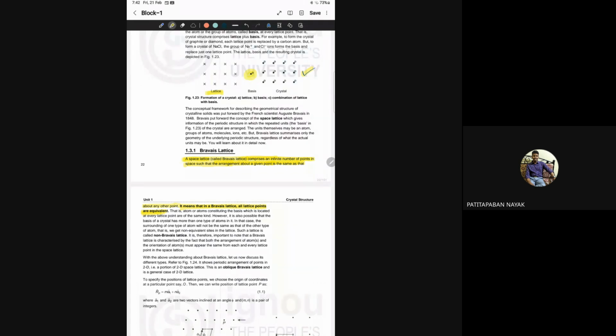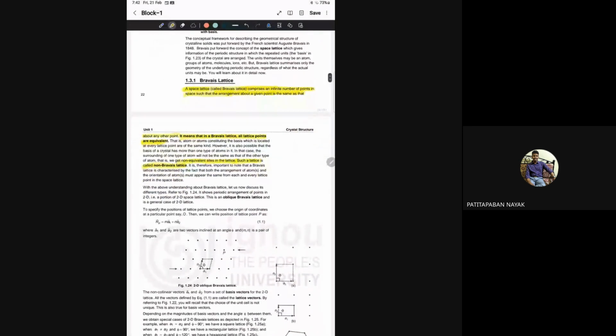If all lattice points are not equivalent, we get non-equivalent sites in the lattice, then the lattice is called a non-Bravais lattice. Okay. With the above understanding about Bravais lattice, let us now discuss its different types, in 2 dimension as well as in 3 dimension.